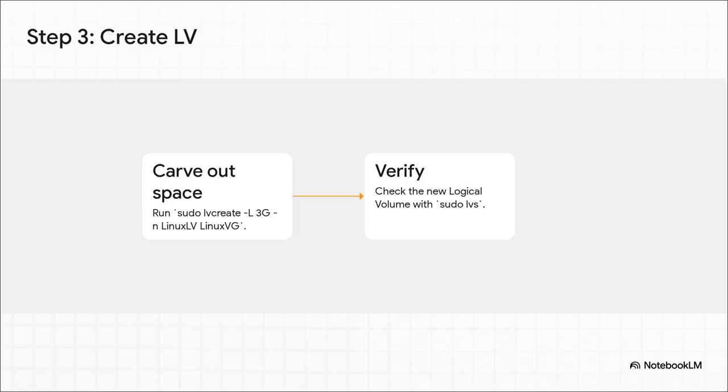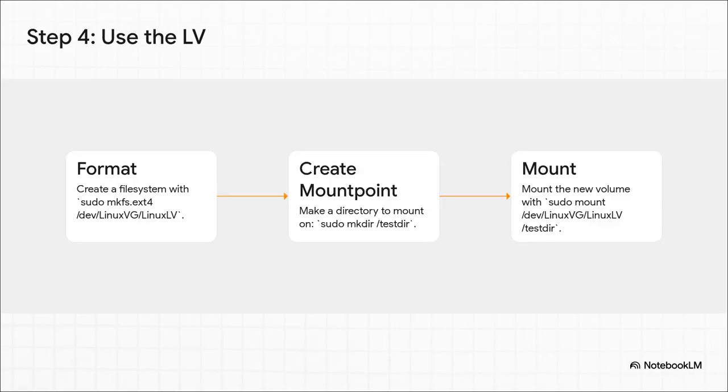This command carves out that 3 gig chunk from our volume group, and that becomes our new flexible partition. So we've made this awesome logical volume, but right now the operating system can't actually do anything with it. We have to make it usable, and that's a 3-step process you're probably already familiar with. First, you format it with a file system, like ext4. Then you create a folder to be the mount point, and finally, you mount it. Now our /tester directory works just like any other folder, but underneath it's powered by our super flexible LVM setup.